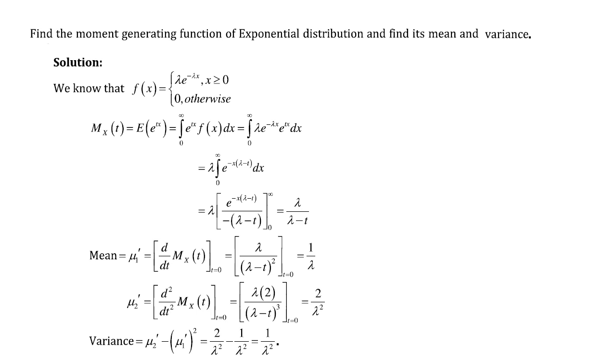And then they have asked us to find the mean and variance. So for the mean, mu1 dash is going to be the differentiation of the moment generating function with respect to t, where t is equal to 0. Since we know that the moment generating function is lambda divided by lambda minus t, we will get the mean value to be 1 by lambda, and mu2 dash is going to be the second differentiation, so we will get 2 by lambda square, and variance is going to be mu2 dash minus mu1 dash the whole square.